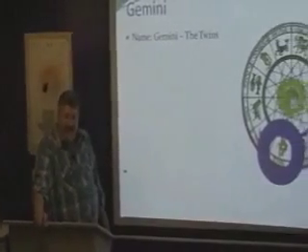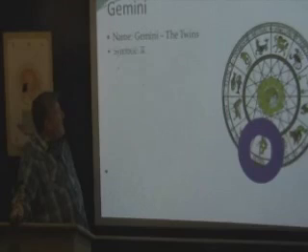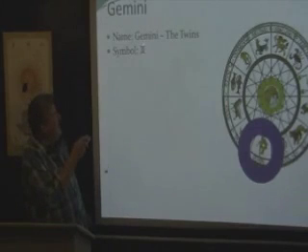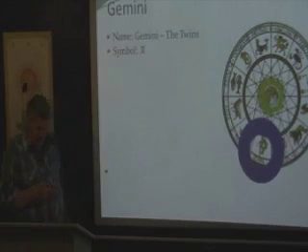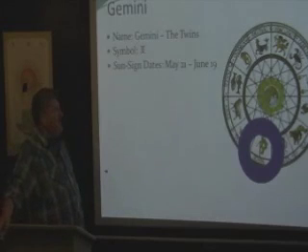We're going to power along because we've got 12 of these, 10 left, and not a lot of time. All right, Gemini, the twins. This is the 3rd sign of the zodiac. And you can see the shorthand for this looks like the Roman numeral 2. 2 minutes in 1. All right, the sun passes through Gemini May 21st through June 19th.